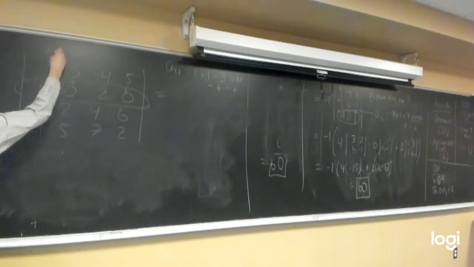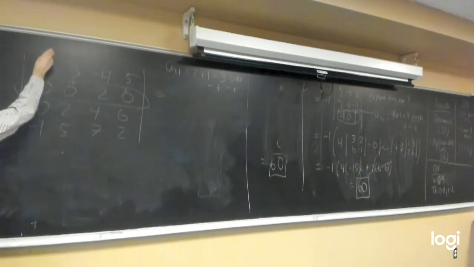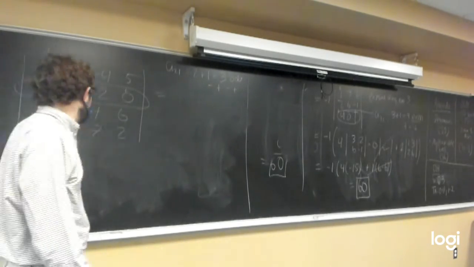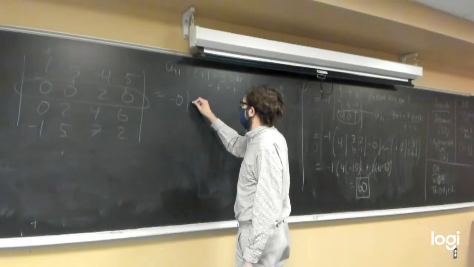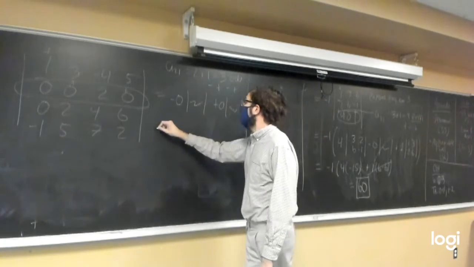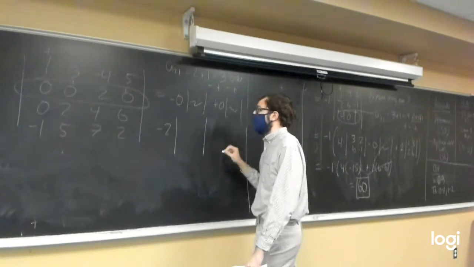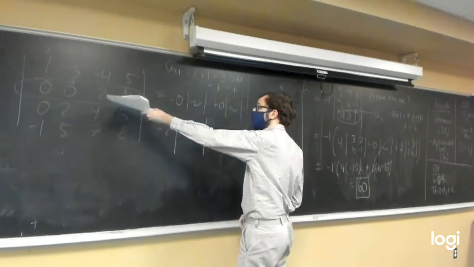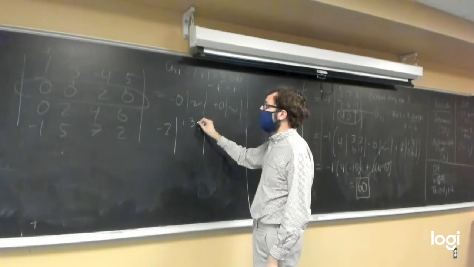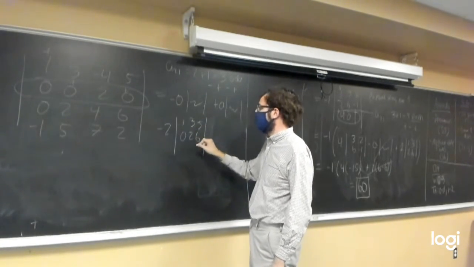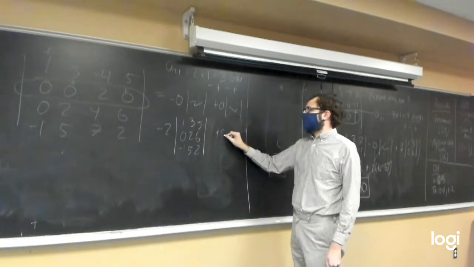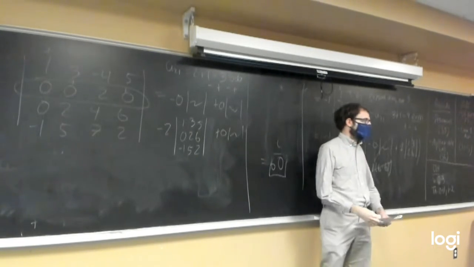Other way to check, put a plus in your top left corner, alternate down. This has a minus on it. And so we'll get negative 0 times something, plus 0 times something, minus 2 times the determinant of what's left if we remove the row and column with that 2 in it, which is 1, 3, 5, 0, 2, 6, negative 1, 5, 2, and then plus 0 times another 3 by 3.